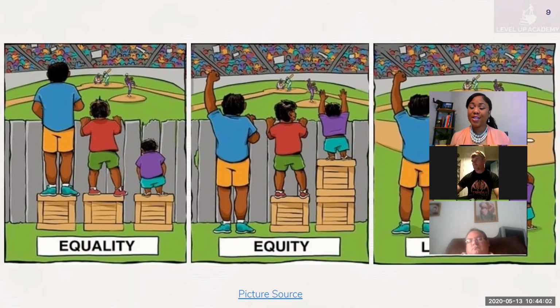What do you notice in this picture? I would actually like some people to share out. So I've taken you through equality, through equity, and now we're at liberation. So if you would like to unmute yourself and share out what you notice and what this means for the work you do as an educator, I would love to hear from you.